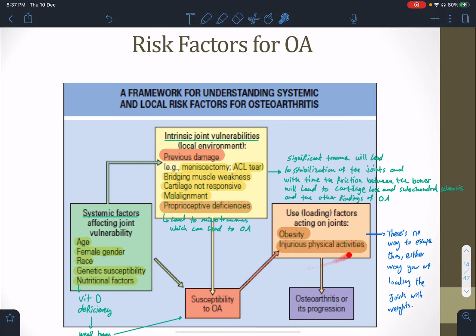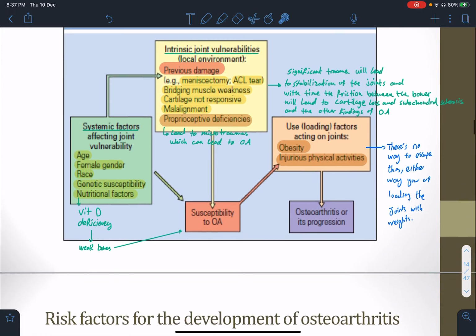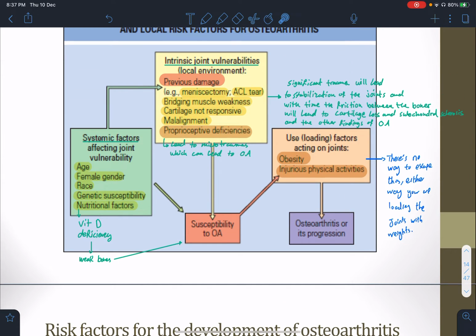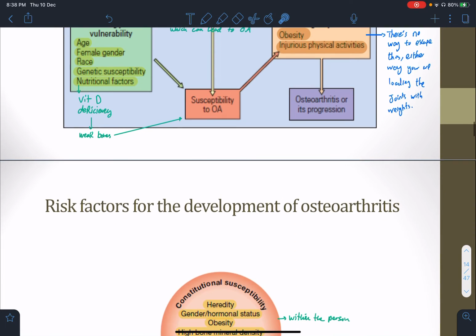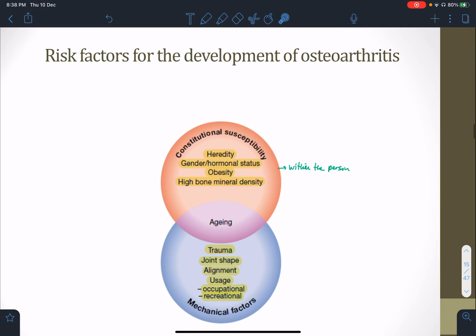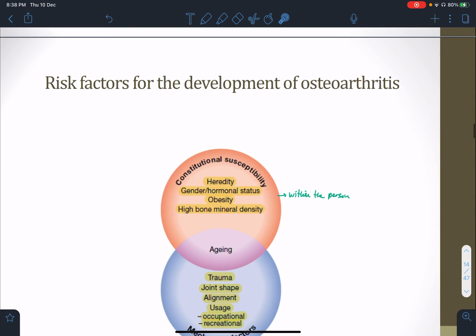And the main two things that are causing osteoarthritis or increasing its progression are obesity and injurious physical activity. When people are lifting weights or things, that's going to put more loading on these joints. So there is no way to escape this. Either you're being fit, you're having osteoarthritis, or you're careless. So we are all prone to osteoarthritis.